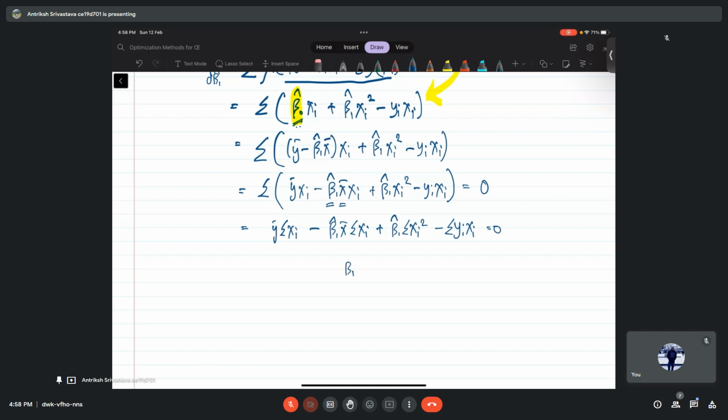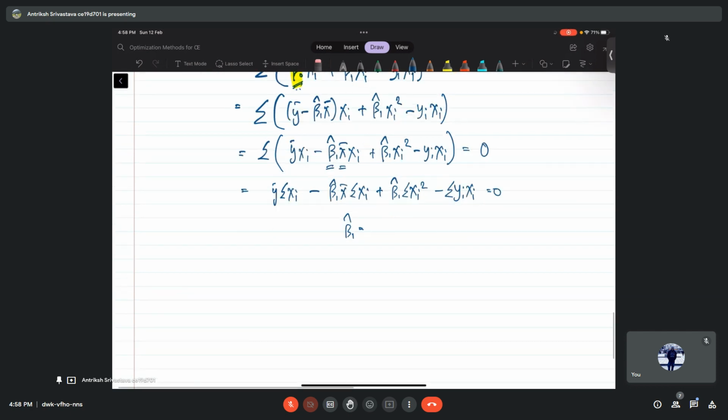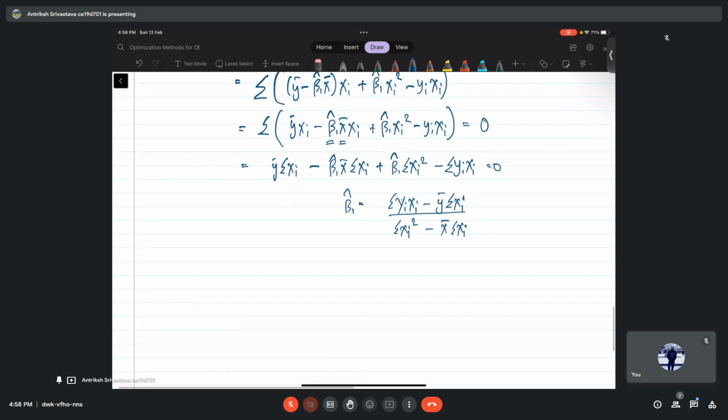Now when you simplify this, you are going to get the expression for beta 1 hat as sigma yi xi minus y bar sigma xi divided by sigma xi square minus x bar sigma xi. This expression we can leave at this. This is the answer for beta 1 hat.